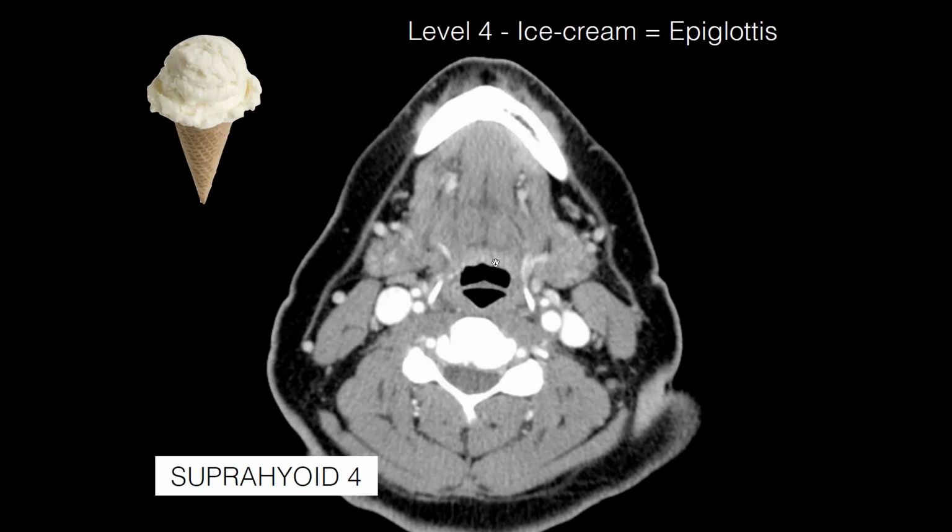And here we see some structures that are really useful if you've got a base of tongue tumour or an oral cavity cancer for staging. These are the extrinsic muscles, which means the muscles that are attached to other structures outside the tongue. And when you've got invasion of these muscles, that upstages the tumour.